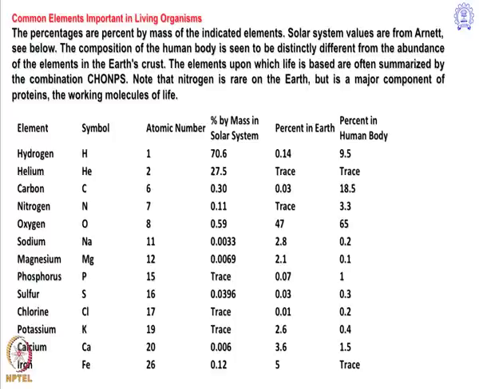As we know, in the human body about 60% by weight is made up of water. As a result, it is not surprising to know that 9.5% hydrogen is there in the combined form in human beings.